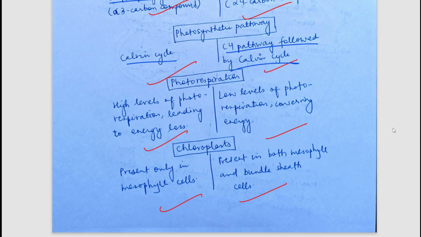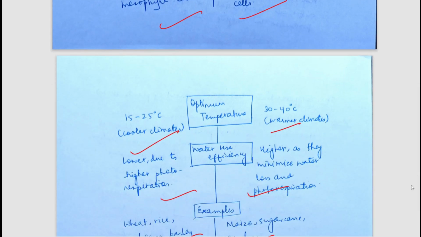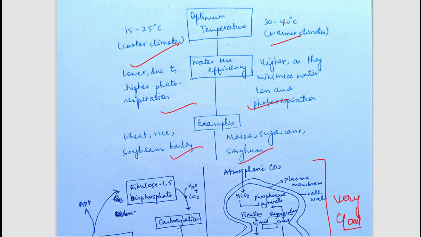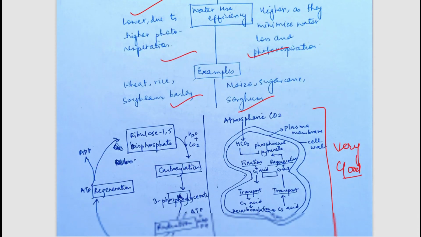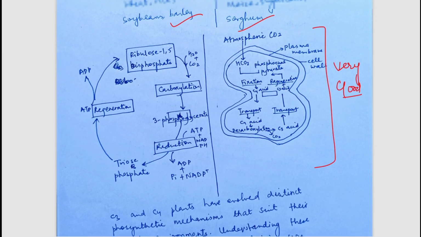Photorespiration has been mentioned, as well as chloroplasts. So you can simply pause and read it. These are some of the basic points, and I think every agriculture student should know them. Optimum temperature has been mentioned. We all know that C4 plants are adapted to warmer temperatures. Examples have been mentioned, and you can see a very well made diagram, so that enhances the answer.